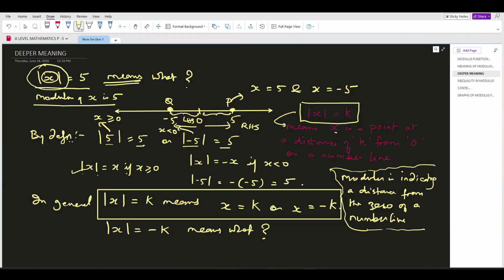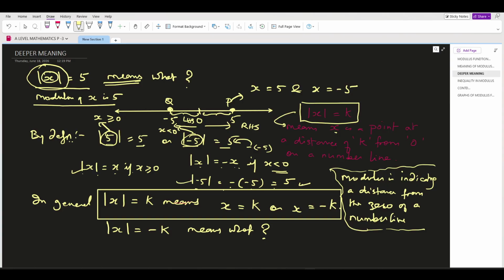Modulus of x is equal to x if x is greater than 0. In this case, your x is 5, which is greater than 0. So the modulus will be that 5 itself. Here the modulus of x is equal to minus of x if x is less than 0. Now here you can see the x is minus 5, which is less than 0. It is negative. So the modulus value of this minus 5 will be minus of this minus 5. So it will be minus of minus 5, which works out to positive 5. Is that clear? So modulus of minus 5 is equal to minus of minus 5, which works out to 5.